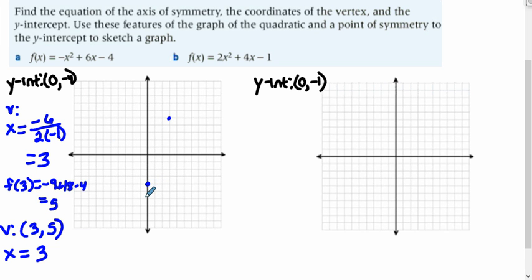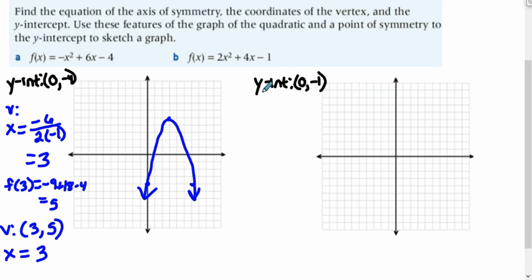All I need to have are 3 points to draw a parabola. So since this is my vertex, this is my y-intercept, there's this axis of symmetry. So the y-intercept is 3 units away from the vertex, so another 3 units away from your vertex is your symmetric point. And then we can draw our graph.